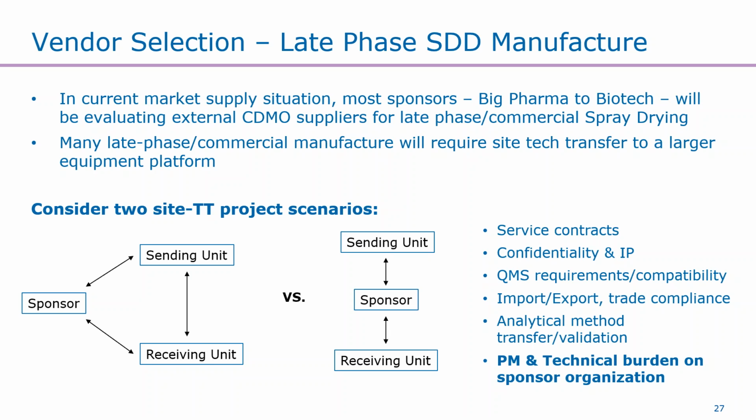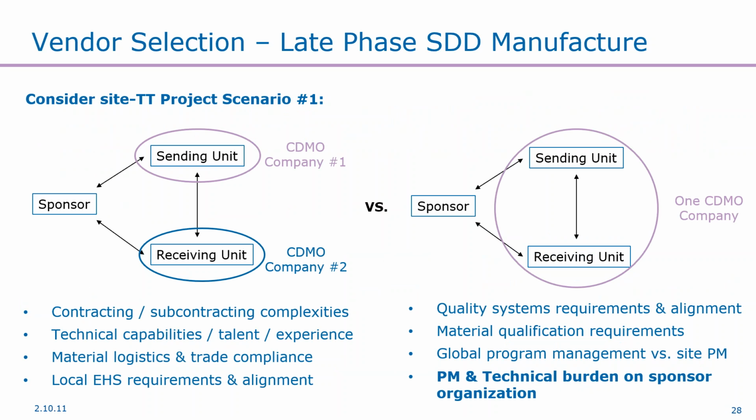For vendor selection, we can look at site TT project scenario 1. I think we probably could all agree, barring business complications, that having a direct line of communication between the sending unit and the receiving unit is our best chance for success.